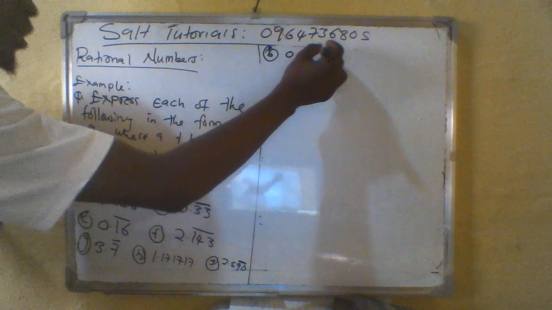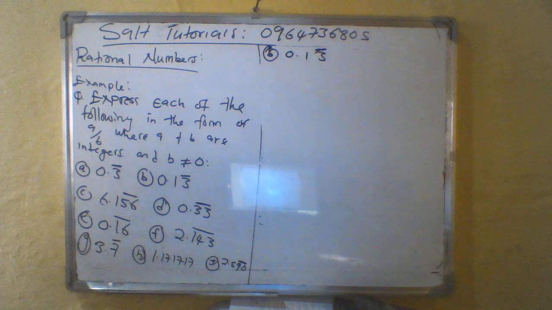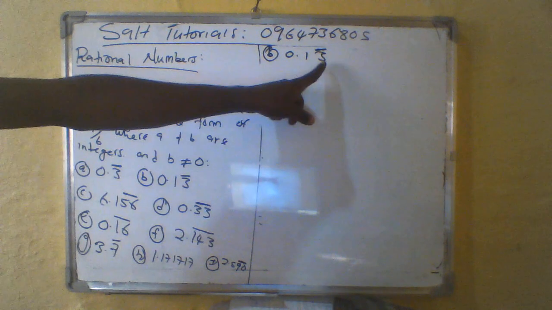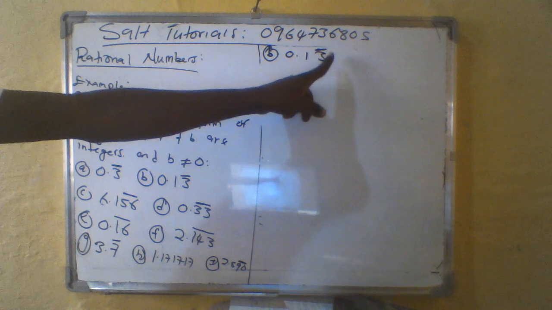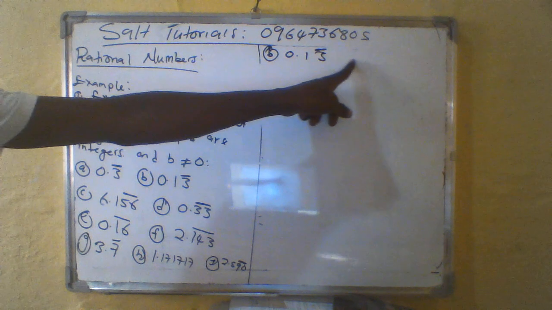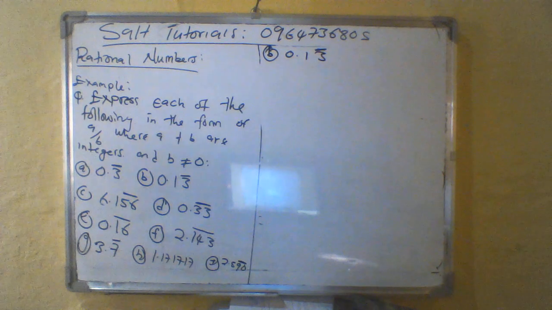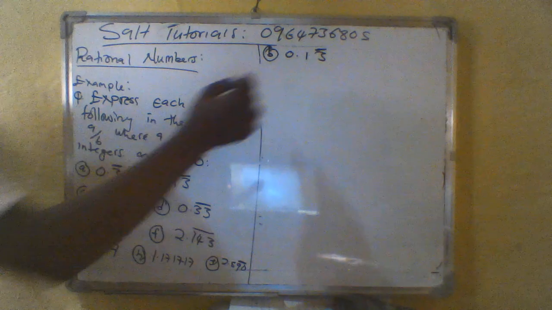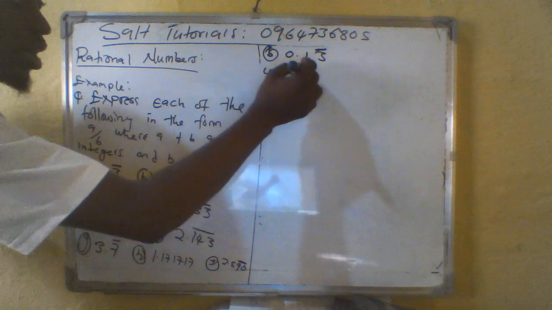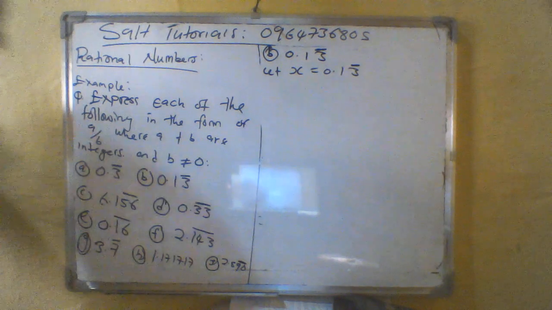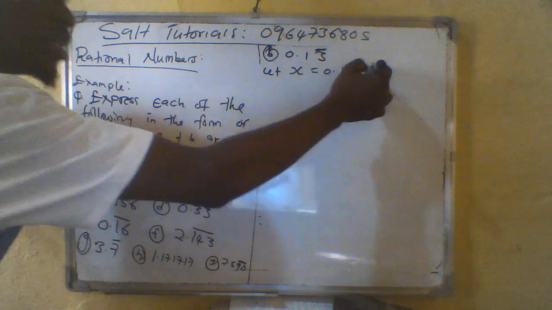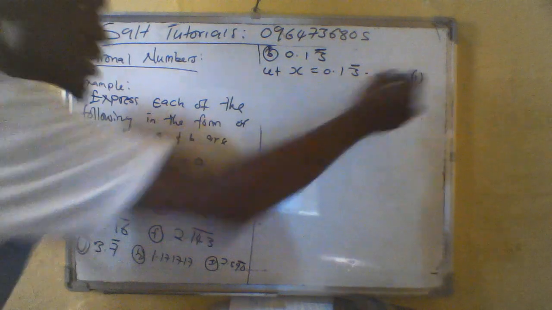0.13 bar. Now look at where the repeating value is. The repeating is 3. 1 is not repeating. So it means it will start repeating at 3. So here what I have is 3, 3, 3, 3 continuous. So what do I do here? I say let x be equal to 0.13 bar. That's my first equation. And then the second task is to do what?